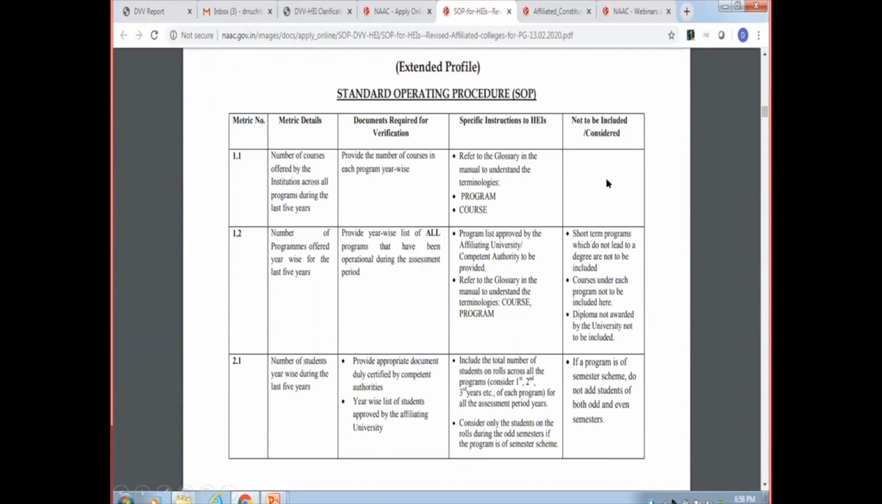Same way for 1.2, the documents required for verification and the instruction. And here, what is not to be included: short-term programs which do not lead to a degree are not to be included. Courses under each program need not be included here.